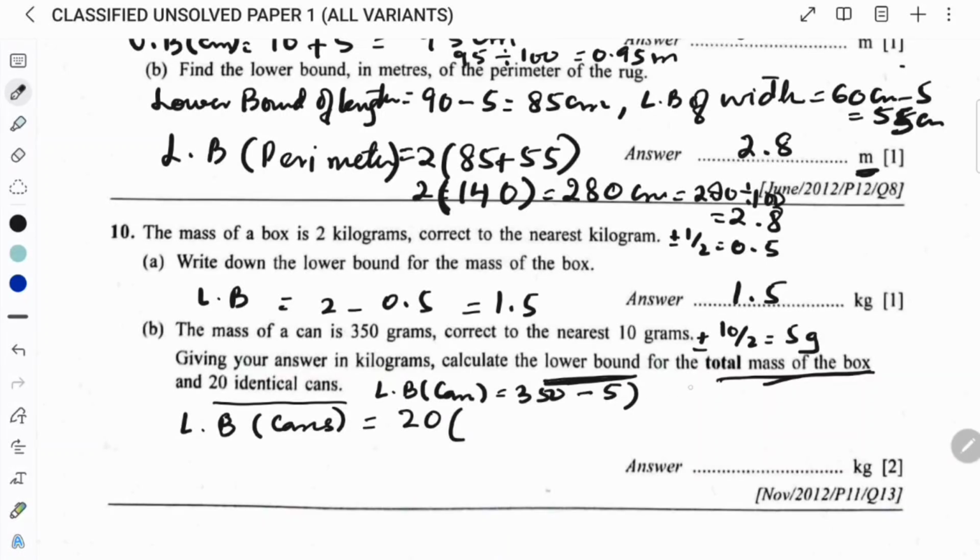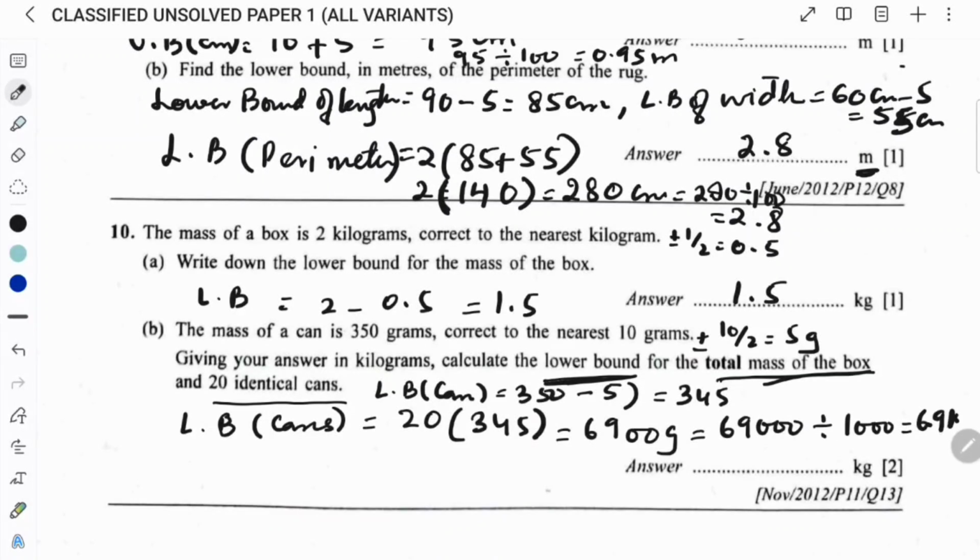Okay, so that is equals to 345. So that is equals to 345 times 20, which is 6,900 grams. If they're asking us to keep our answer in kg, then 6,900 divided by 1000 is equals to 6.9 kg, which is the lower bound of the 20 identical cans.